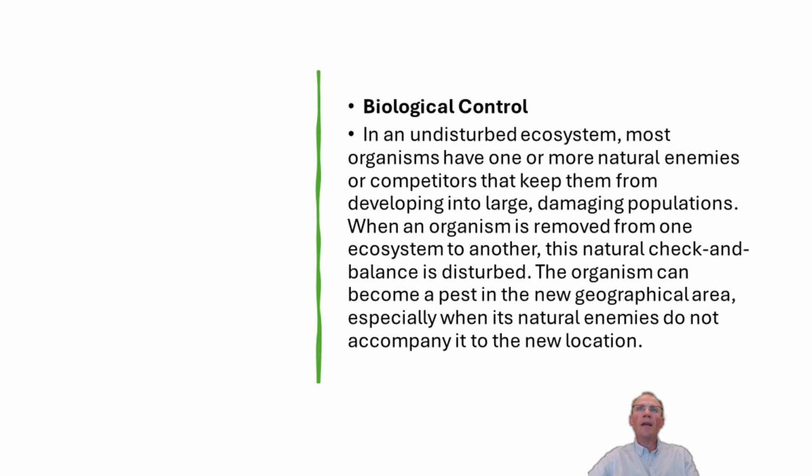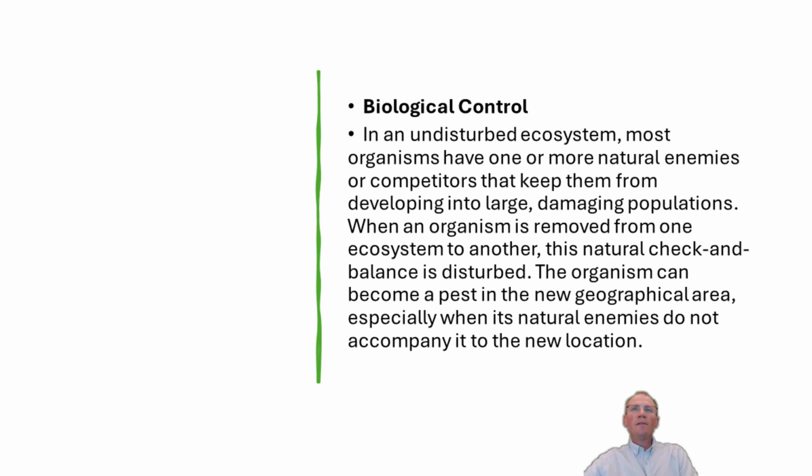Biological control. In an undisturbed ecosystem, most organisms have one or more natural enemies or competitors to keep them from developing into large, damaging populations. When an organism is removed from one ecosystem to another, this natural check and balance is disturbed. The organism can become a pest in a new geographical area, especially when its natural enemies do not accompany it to its new location.